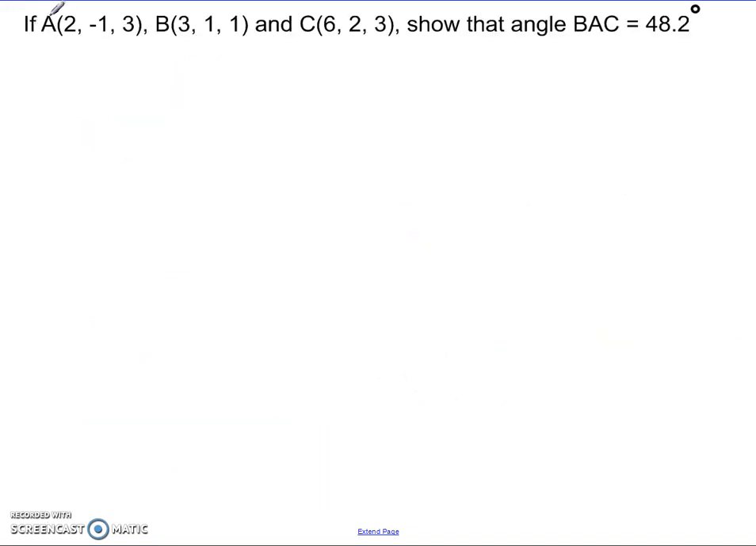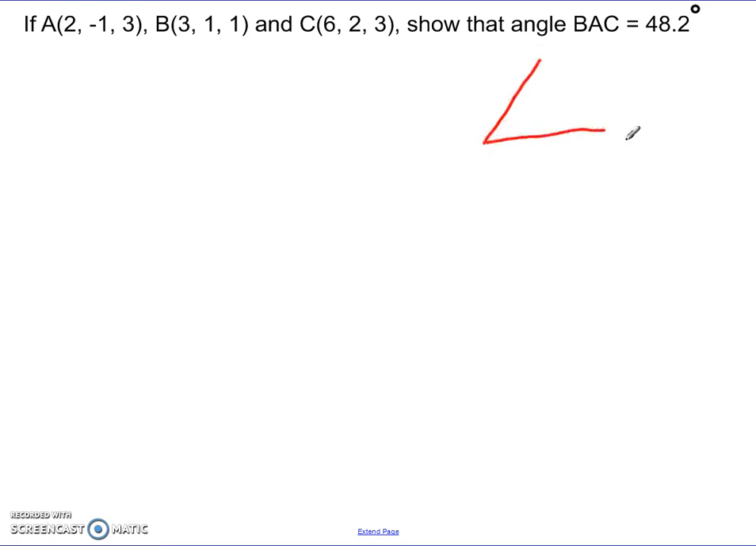Last one, if you get the 3 points, A at 2, -1, 3, B at 3, 1, 1, and C at 6, 2, 3, I want to show the angle BAC is given by 48.2 degrees. Well, one like this, it tends to be worth drawing a sketch so you can see what's going on.